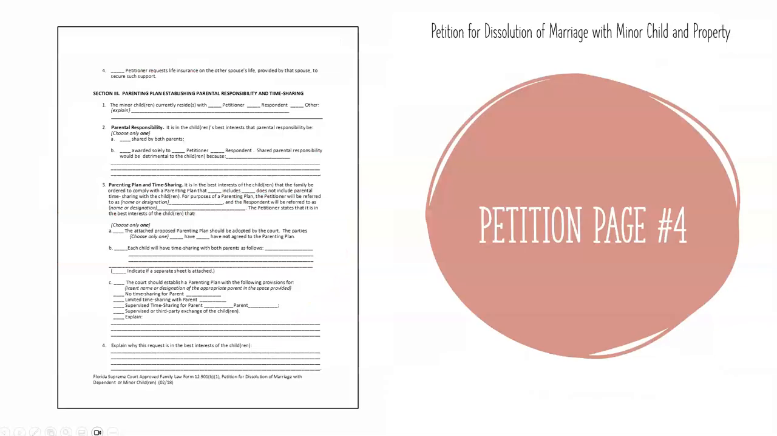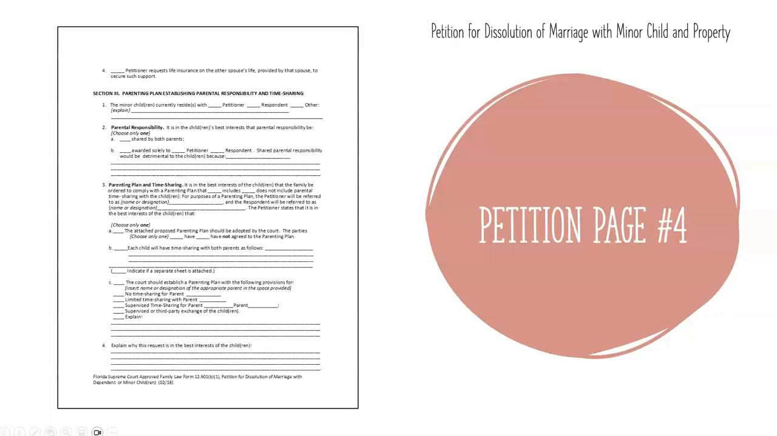Section 3, Parenting Plan, Parental Responsibility, and Time Sharing. Indicate with whom the children will reside. Select the line that best fits your situation. If you choose line B, provide supporting details for your request. Parenting Plan and Time Sharing.